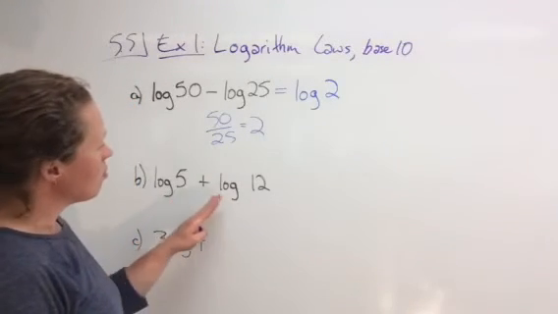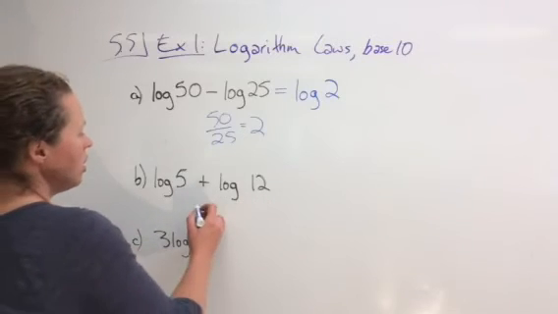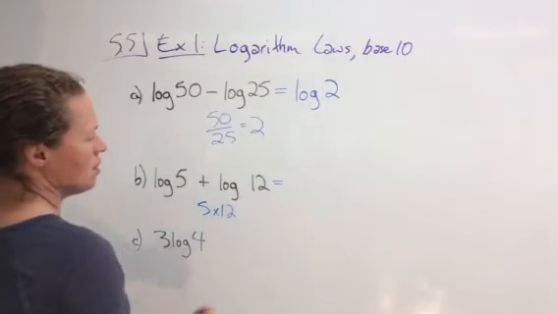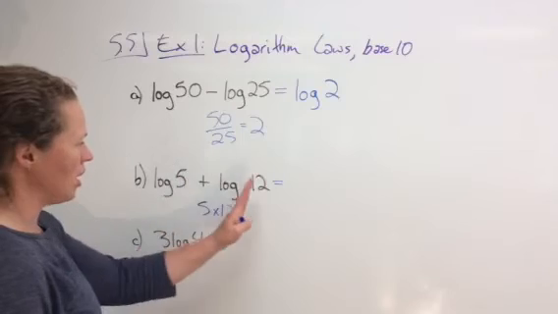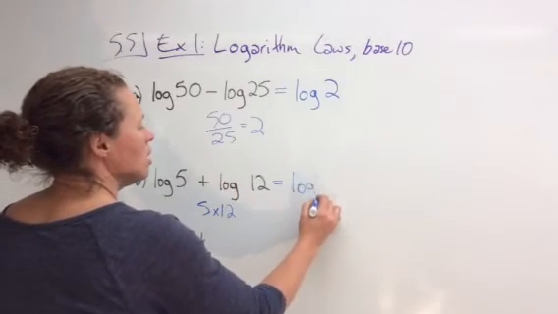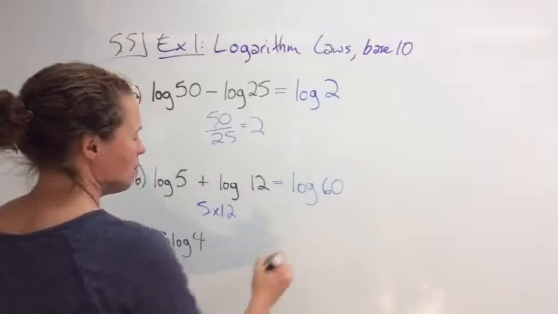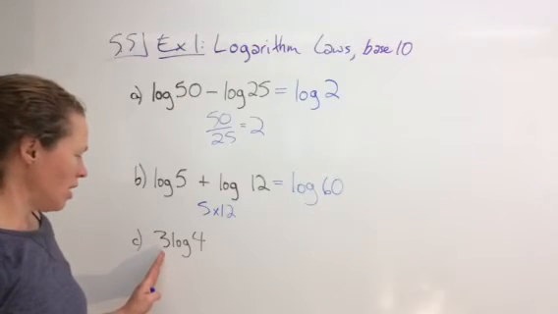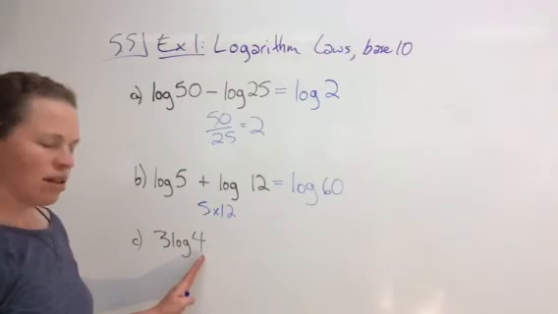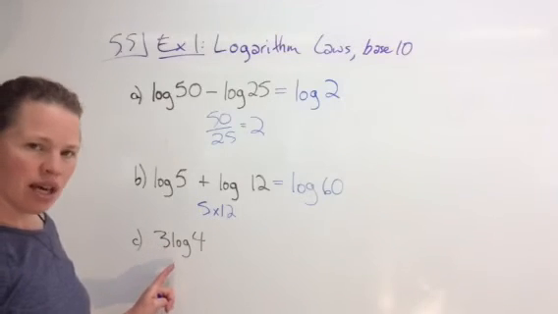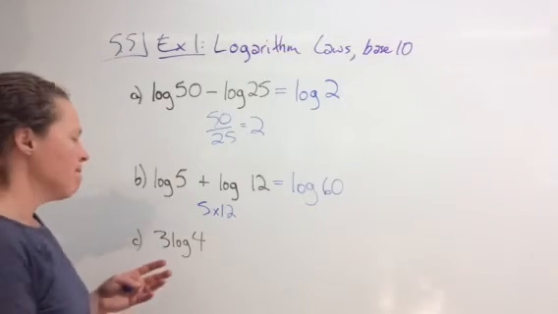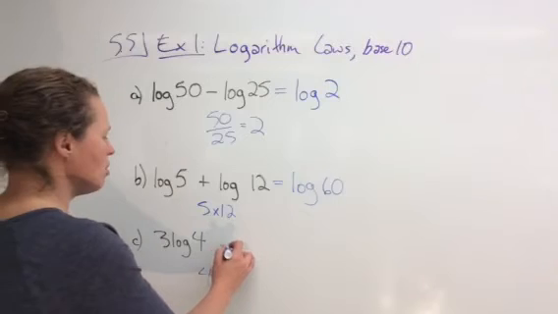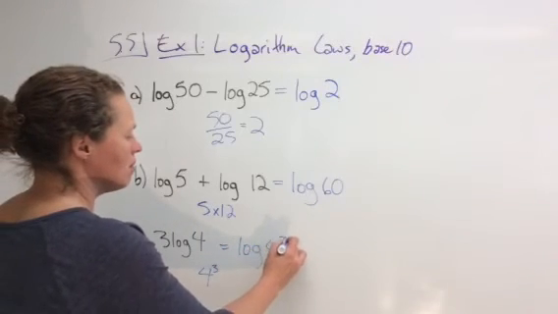Now, log 5 plus log 12 would give us 5 times 12 for our answer, because that's the established pattern. When we're adding, we multiply. So it should be log 5 times 12 is 60. Remember that when you have a 3 or a number here, a coefficient, in front of a log, that's when we use the exponent because we're multiplying. So what we want to do there is establish 4 to the power of 3. So we should be able to write that this is log 4 to the power of 3.